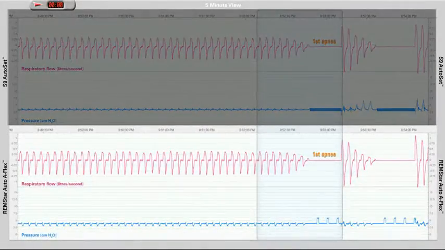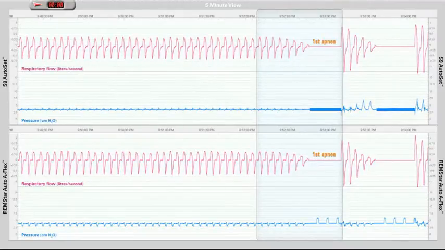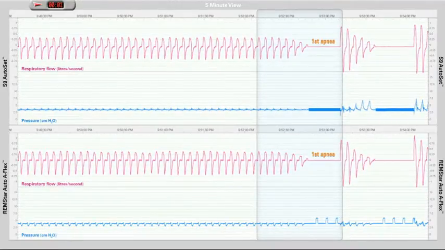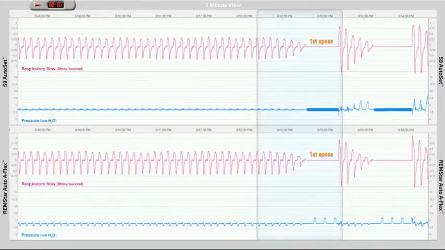To detect if an event is obstructive or central in nature, the RemStar Auto device sends a 2 centimeter square wave pressure pulse that lasts for 2 seconds at intervals during the apnea to investigate the upper airway. Both patients take several deep breaths to end the apnea, which is typical of an arousal.